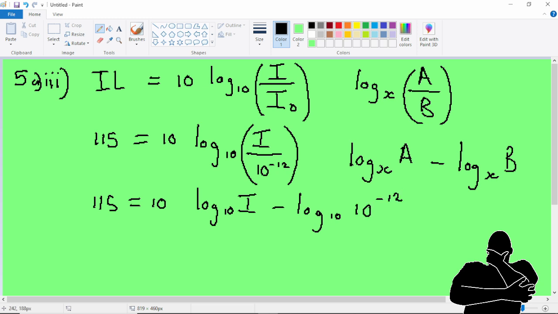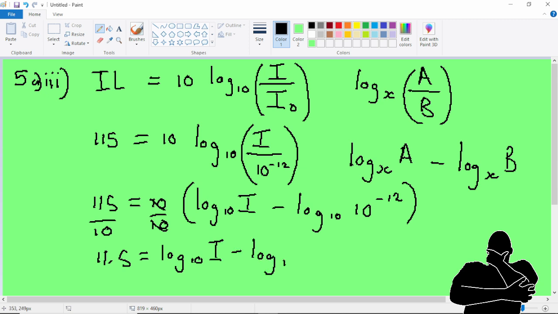All right. So over here, this 10 is multiplying all of this. It's multiplying this term here. So we can just go ahead, divide this side by 10, divide that by 10, and we're going to get 11.5 is equal to log 10I, which is what we're trying to find, I, minus log base 10 of 10 to the minus 12.